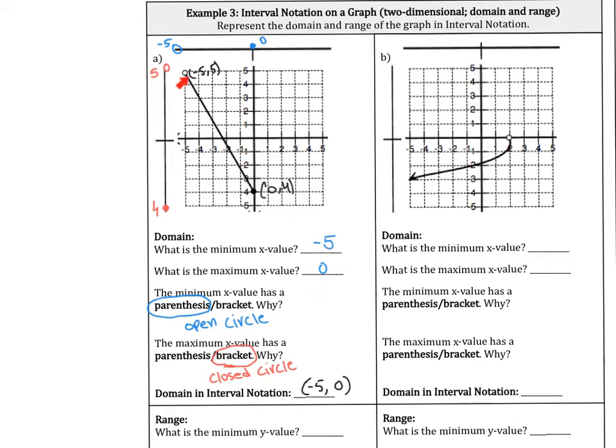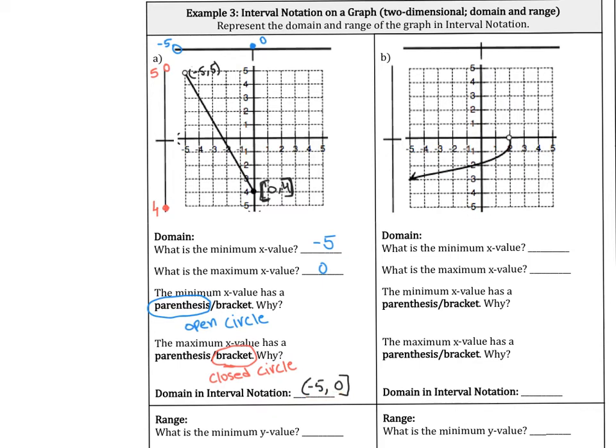If you have an open circle, then you're going to use the parentheses, which is just this part right here. And for the closed circle, which is this one, we are going to use the closed bracket. So only the x value, going from -5 all the way to 0. It means open bracket for -5 and close bracket for 0. So -5, the minimum value, to the maximum value, 0: -5 comma 0.